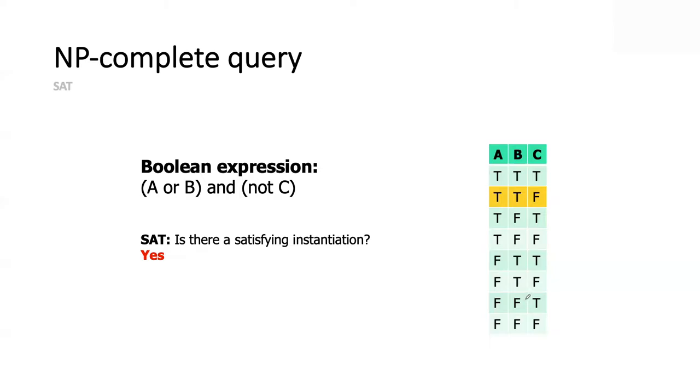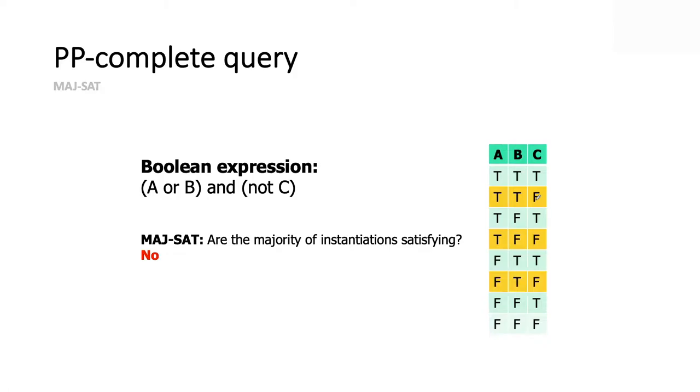Okay, that's important to stress, because now you'll see for some of the other classes we're going to be looking at, that's where things start making a difference. All right, so I'm searching in an exponential space to find something. And if I give you a candidate and I say, is this the one you're looking for? It's easy to check. Okay, let's now go to the second class. And this is MAJ-SAT. And again, I have a Boolean formula. But now the question is, are the majority of instantiations satisfying?